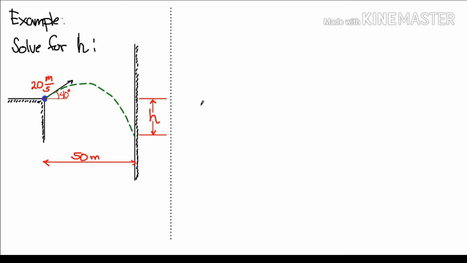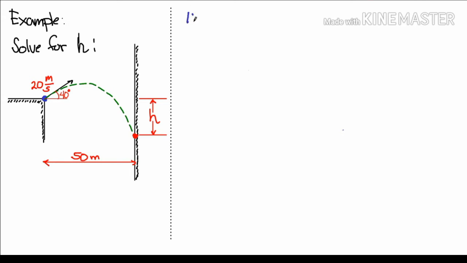So let's have here our first example for projectile motion. We are being asked to solve for h. Now, an object is thrown at 20 meters per second and the distance of the wall is 50 meters. The object will end up in this wall, so let's find h.